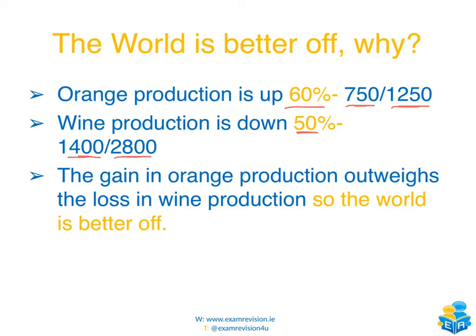So simple enough, the gain in orange production, this is going to be your sentence for every single one: the gain in orange production outweighs the loss in wine production, so the world is better off. And that sentence will be in every single question you look at.